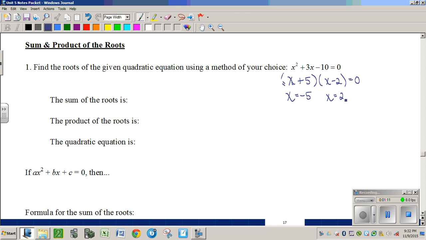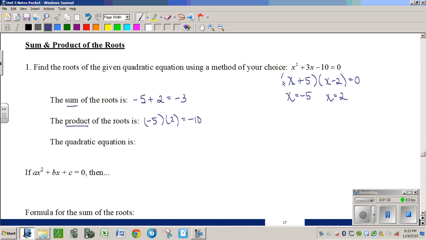Now, if I was to find the sum of the roots, if I was to add these two together, negative 5 plus 2 would give me negative 3. And if I was to find the product, multiply the two of them together, negative 5 times 2 is equal to negative 10. So the sum of the roots is negative 3, and the product of the roots is negative 10.